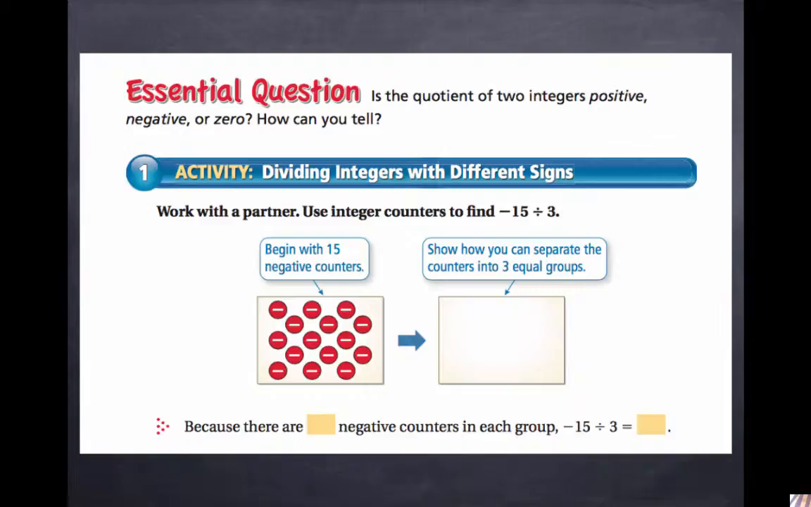What we're doing here is the essential question is the quotient. Remember, the quotient is the result of any division of two integers, positive, negative, or zero. How can you tell? So the first activity is dividing integers with different signs.